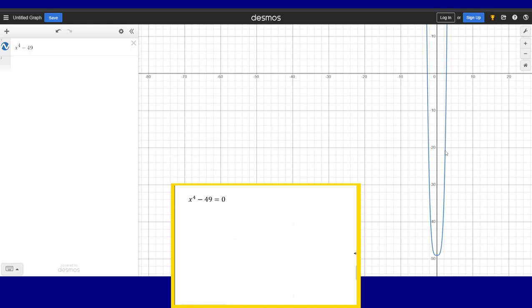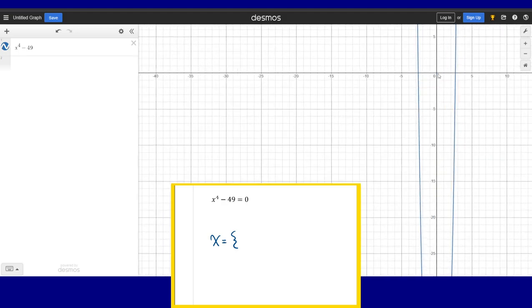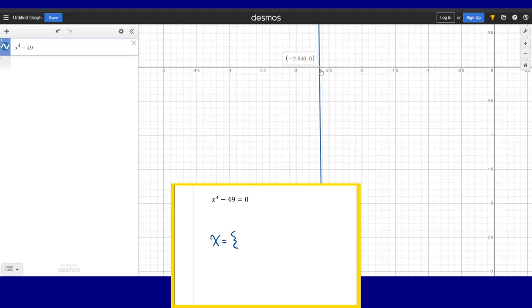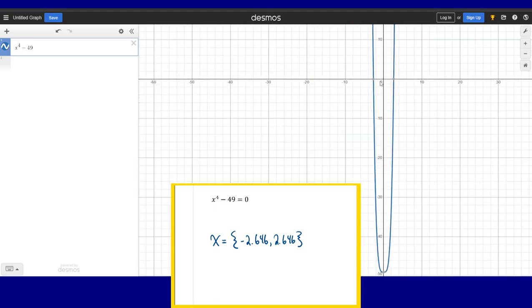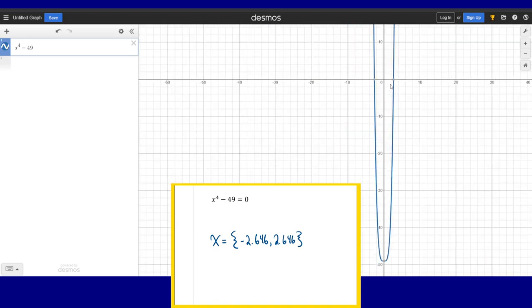It's not a quadratic because it's to the power of 4. And then I'm just going to come up with my solutions, the x values, or the x-intercepts. So I'm going to zoom in on my x-intercepts. I see one here is negative 2.646. And if I scroll over, the next one is positive 2.646. And do we have any other solutions? We do not. So those are the only two solutions for this polynomial.